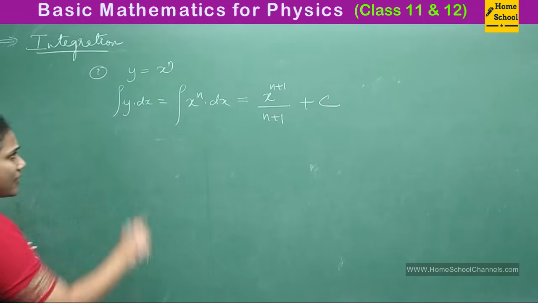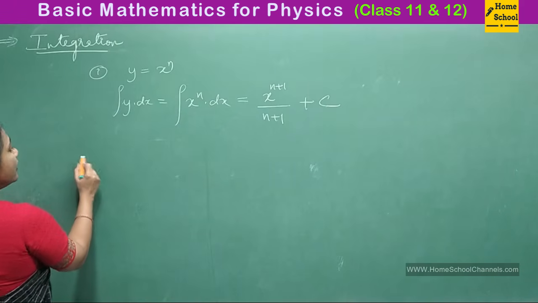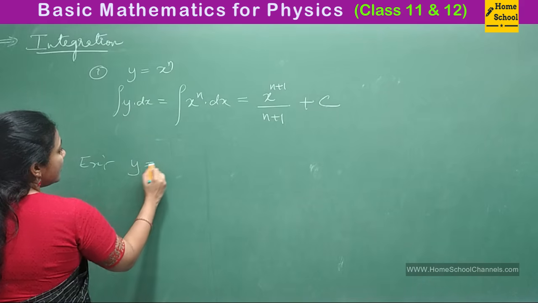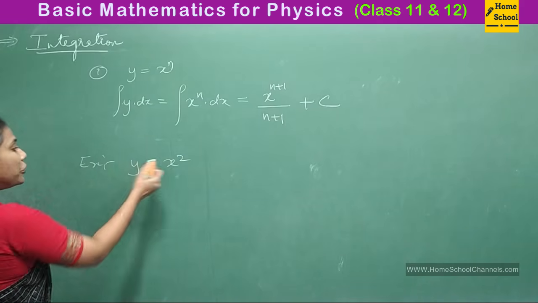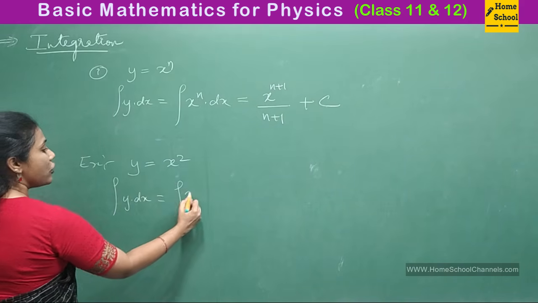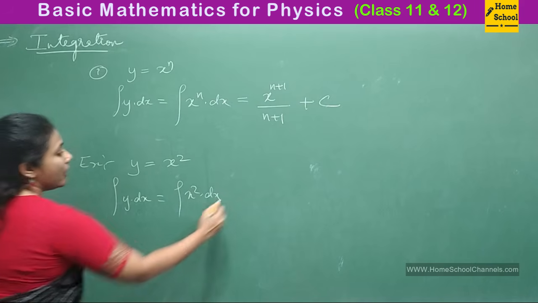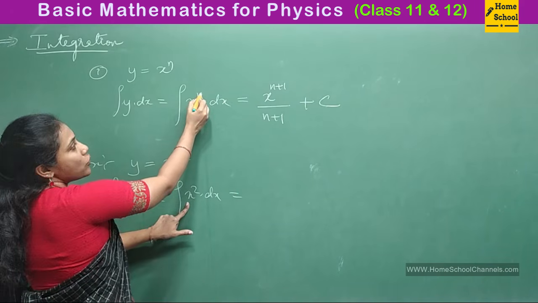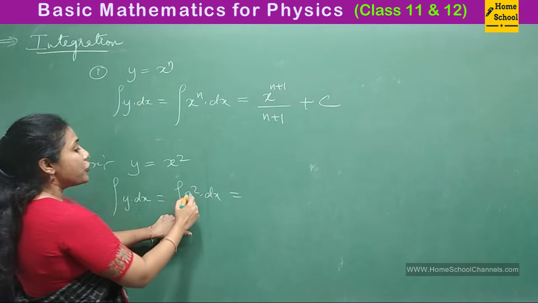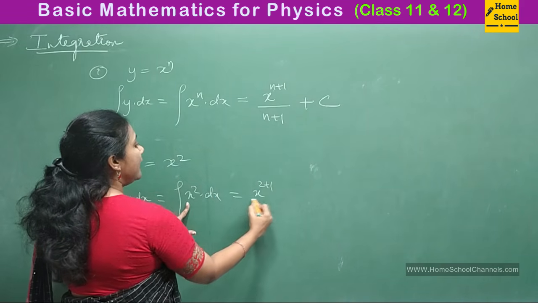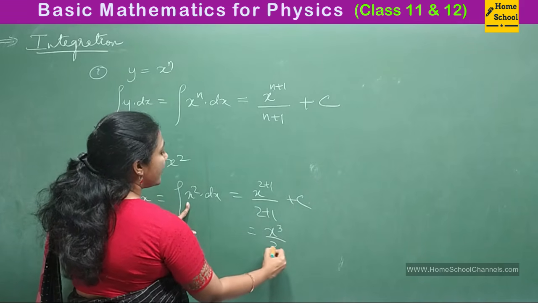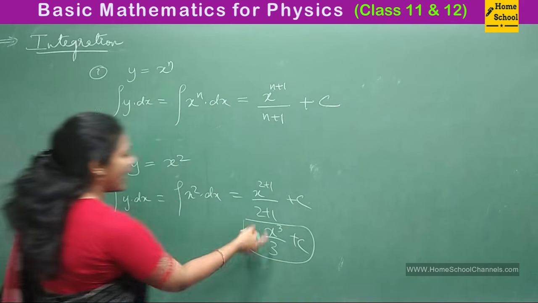Okay, fine. For example, I'll show you how this formula is used. Say your y is equal to x square. How do you integrate? Integration of y into dx is equal to integration of x square into dx. What is the formula? Integration of x to the power of n is x to the power of n plus 1 divided by n plus 1. So x to the power 2 plus 1 divided by 2 plus 1 plus c. That means x to the power 3 divided by 3 plus c. So this is your answer.